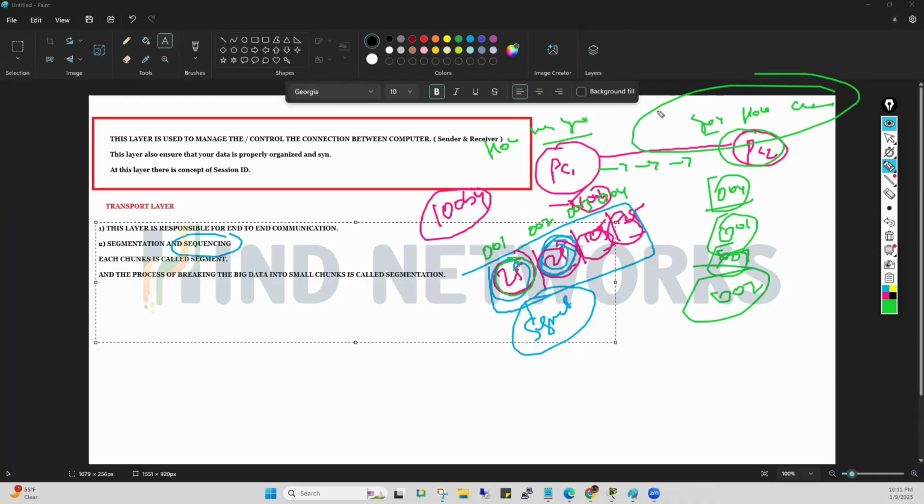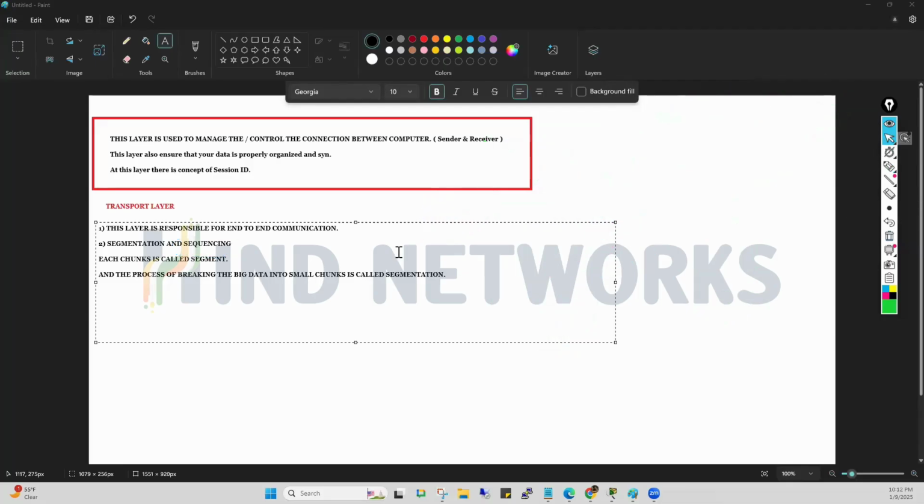Fine. So for every segment that PC number 2 receives from PC number 1, PC number 2 will arrange all the segments in sequential order with the help of the sequence number. With the help of which number, guys? Sequence number. And that process is called sequencing. I hope you understand. Right? So what do you mean by sequencing, guys?